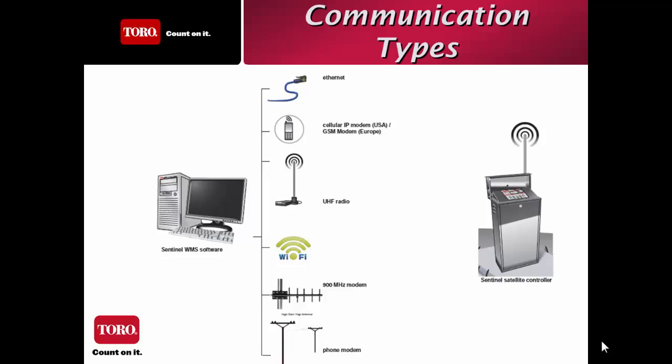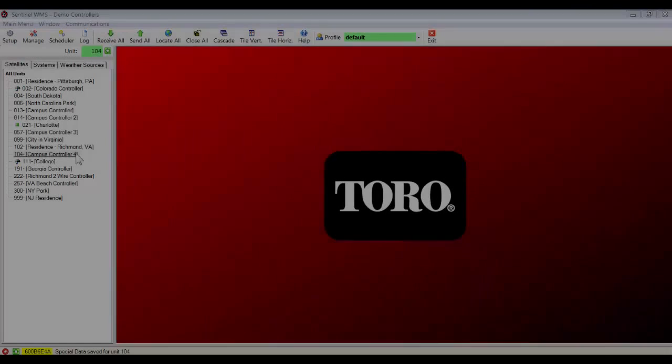There are several methods of communicating to a Sentinel controller from the WMS software. In this illustration, it indicates some of the most common communication forms from Sentinel software to a field controller. When using Ethernet or cell data modems, you must first obtain the static IP address and designated port number assigned to the device. The IP address should come from the Internet Service Provider or the customer's IT department providing Internet connection to the Sentinel controller.